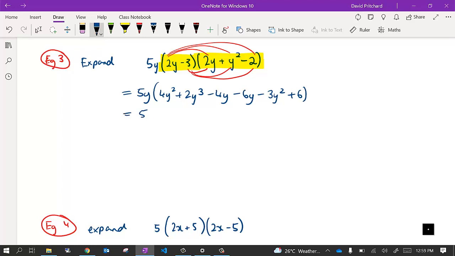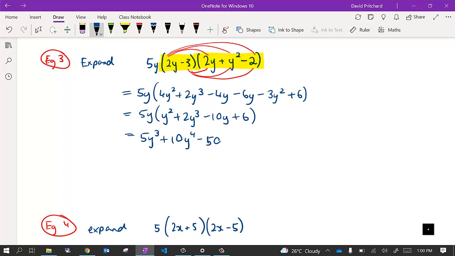So we've got 5y, and if we simplify this, we've got 4y squared take 3y squared, which gives us y squared, plus 2y cubed, negative 10y, and plus 6. Now we can multiply each of these values by 5y. So we've got 5y cubed plus 10y to the power of 4, take 50y squared, and plus 30y. It's a little bit long-winded, and you have to be careful, but hopefully that's a process that you can build up to.